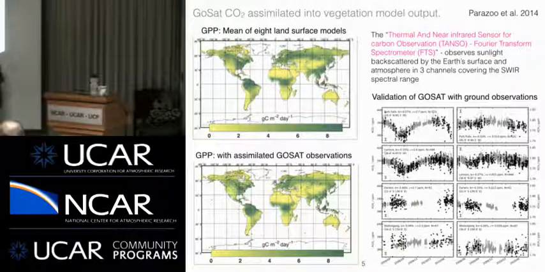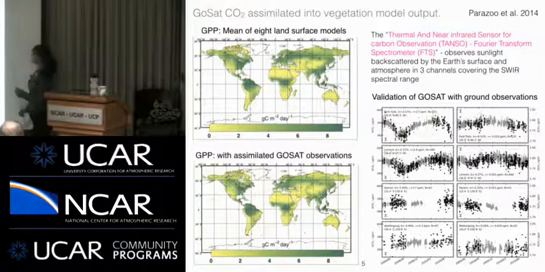So we're getting a more nuanced, more structured prediction of GPP out of that. So this is possibly a new kind of product that we can use to constrain our new model simulations.